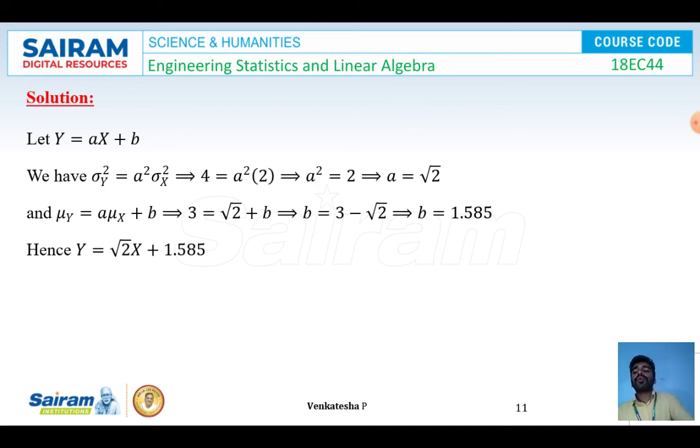Now to find the value of b, I am taking the mean equation. It is given by mu y is equal to a mu x plus b. So I am replacing the values of mu y, a and mu x. I got the equation 3 is equal to root 2 plus b, or b is equal to 3 minus root 2. So I got the value of b is equal to 1.585. So hence I got the equation y is equal to root 2 x plus 1.585 as the transformation equation here.